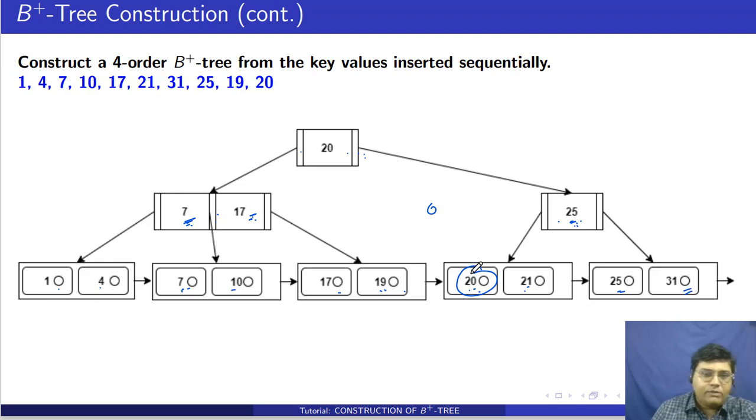Now if you traverse this, these are linked, no? So if you traverse it, we'll get all the keys in sorted order, right? Okay, so this is how we construct a B plus tree from the given set of keys. So thank you very much.